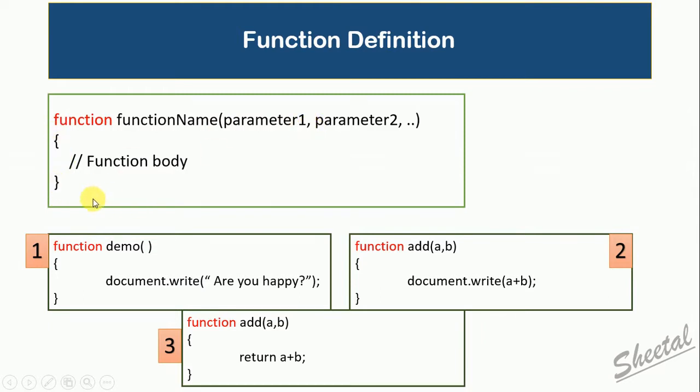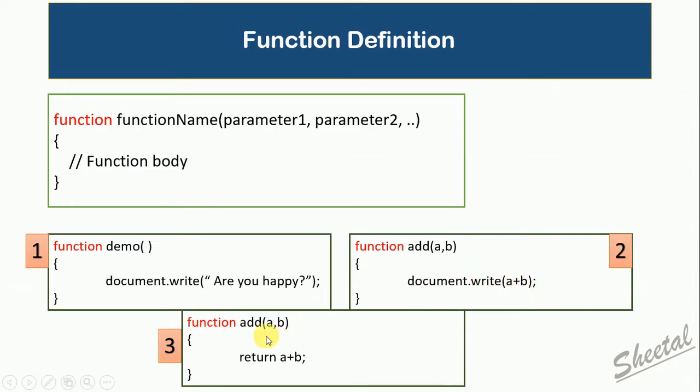If you want to use a user-defined function, you need to create a function. Let's see how to create a function. Here we create one function, demo. The function consists of one statement that says to write, "Are you happy?" In the second example, the function add takes two parameters called a and b. The function consists of one statement that says to write addition of a and b.